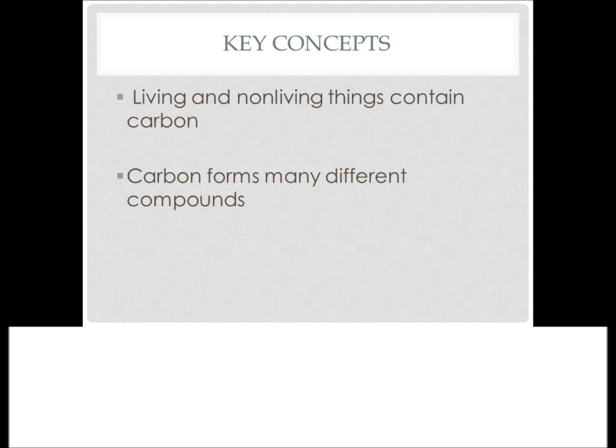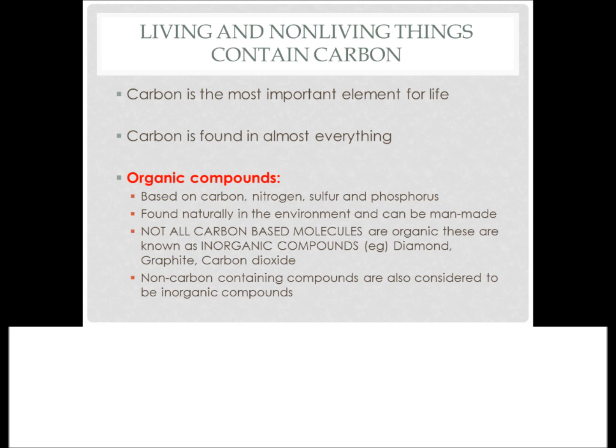So, living and non-living things contain carbon. First and foremost, it is important to realize that carbon is one of the most important elements for life, and it is found in essentially almost everything. Anything that contains the elements of carbon, nitrogen, sulfur, phosphorus are known as organic compounds. Now, organic compounds can be found naturally in the environment and can also be man-made.